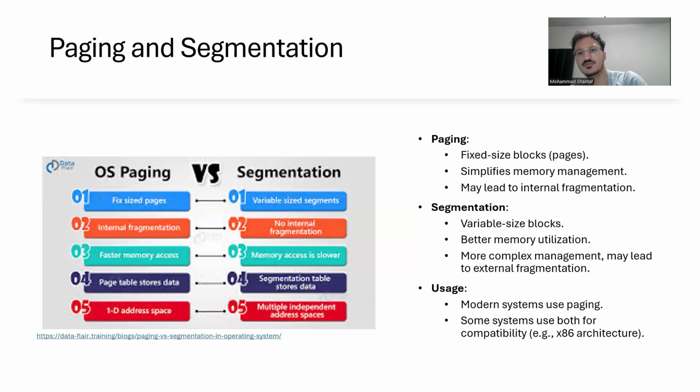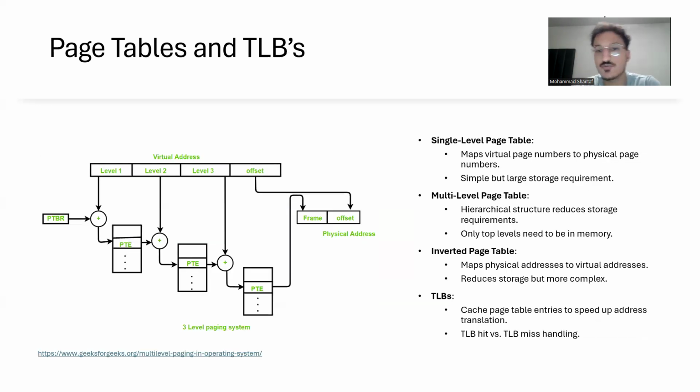Alrighty, without further ado, let's go to our next slide, where we'll talk about page tables and TLBs. There are three types of page tables: a single-level, a multi-level, and an inverted page table. The single-level page table maps virtual page numbers to physical page numbers. The multi-level page table is a hierarchical structure which reduces storage requirements. And the inverted page table maps physical addresses to virtual addresses.